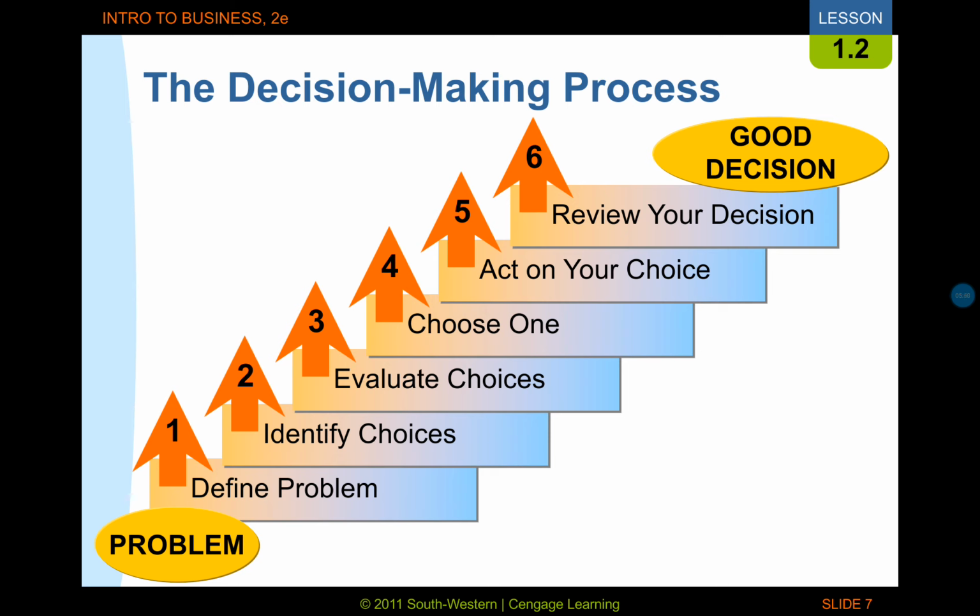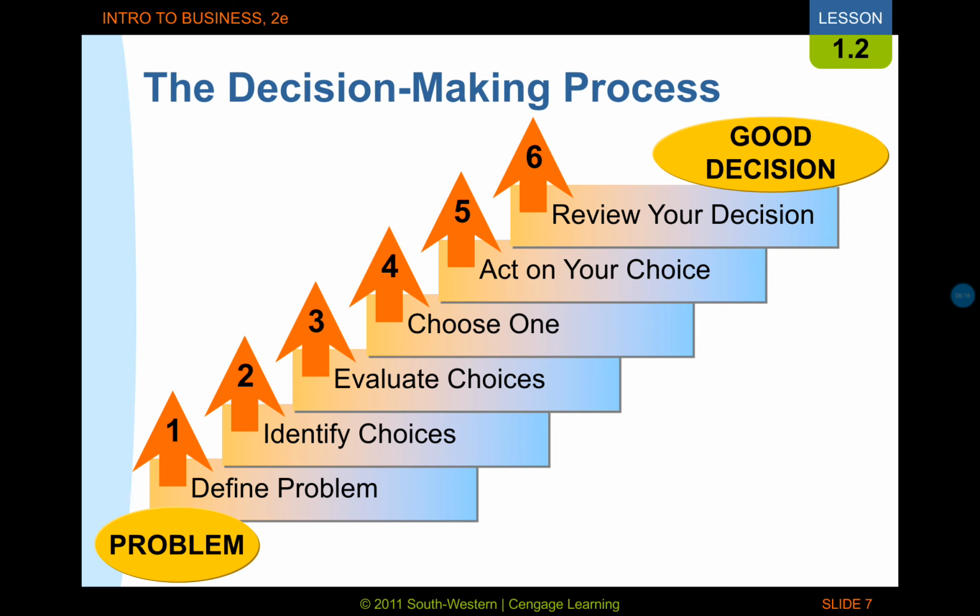The fifth step, you would act on your choice. The book used an example of, say, you were deciding whether to go to the movies or to a concert. To act on your choice, say, for example, you chose to go to the concert, your number 5 step would be to actually go purchase your concert tickets.